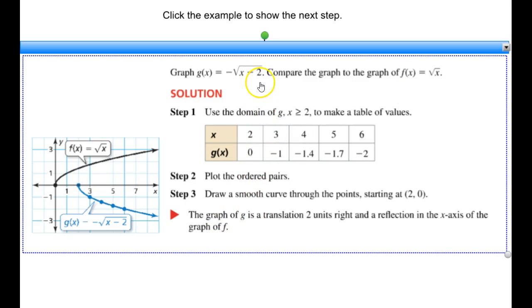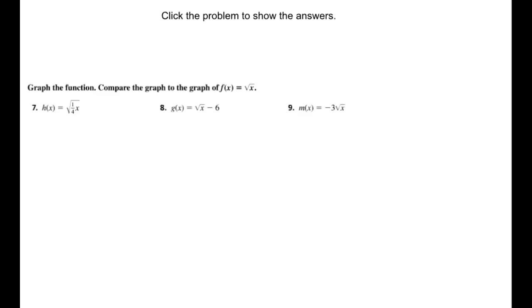Now I can compare this to my parent function. The things I notice are this horizontal translation 2 units to the right, and this negative sign tells me that I'm reflecting it over my x-axis. So I can do both of those things. Now here are some that I want you to think about. Biggest thing is think about how I would compare this to my parent function. What have I done to my parent function?